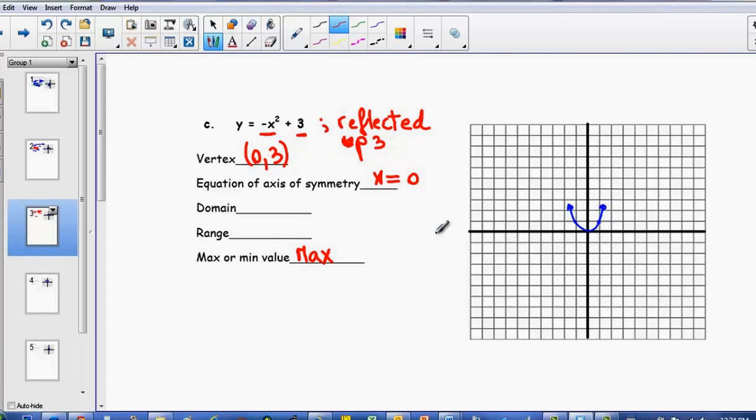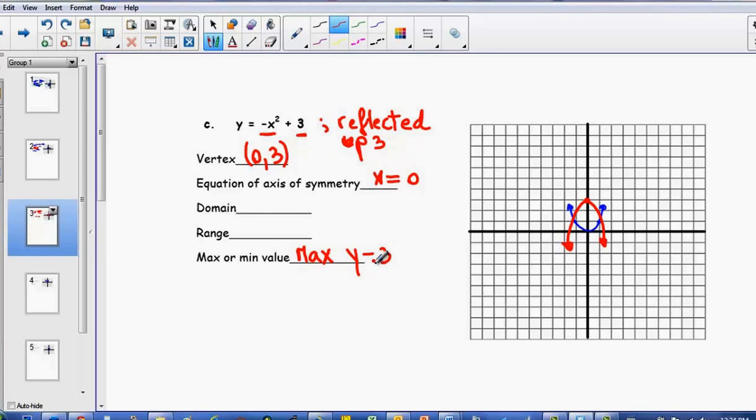Now let's think about the maximum or minimum of that function. Since it's reflected, it will have a maximum. And because my function is moving 3 units up, it means the maximum value that my function can get equals 3.